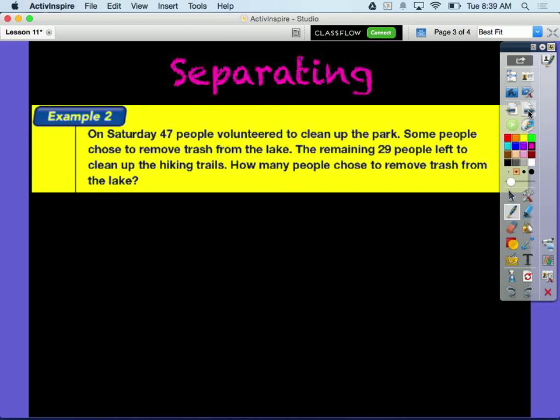So we're going to be separating. So we're going to do a subtraction problem. We're going to start with the beginning amount, take some away, and then have whatever remains. So my beginning amount, there's 47 people that volunteered. Okay? Here's my equation. My beginning amount, I'm going to take some away, and that's going to equal my remaining. Okay? So beginning amount is 47.